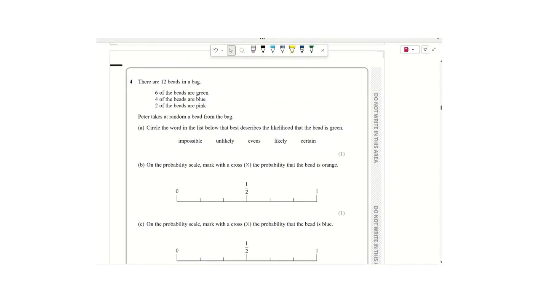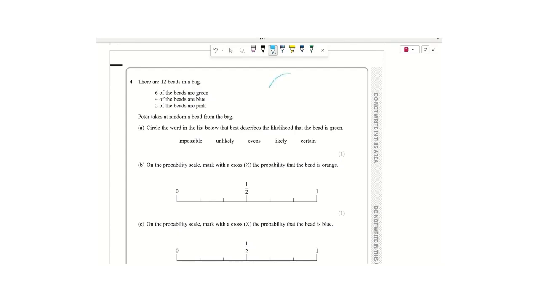So moving on to a question about probability. There are 12 beads in a bag. 6 of the beads are green, 4 of the beads are blue, 2 of the beads are pink. Peter takes a bead at random from the bag. Circle the word in the list below that best describes the likelihood that the bead is green.